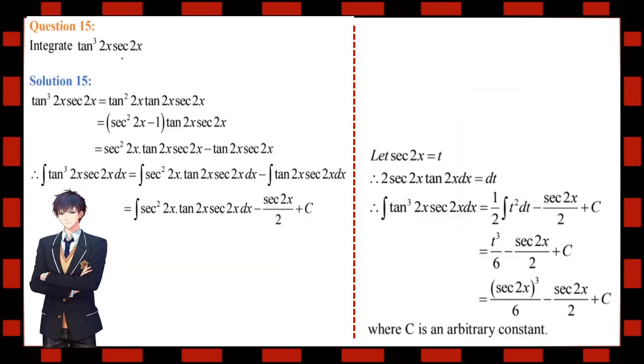15th question, tan cube 2x and sec 2x. First of all, what are we doing? Tan cube we are writing as tan square and into tan. Sec 2x as it is. Tan square theta we are applying sec square theta minus 1, and these two terms again as it is. Open the bracket, put the values here in the given integral, and then we can do the substitution here.